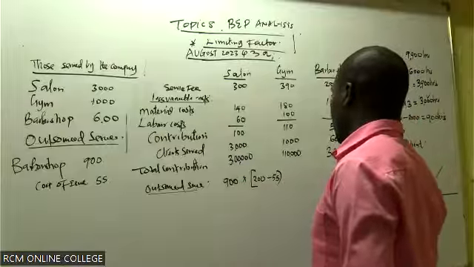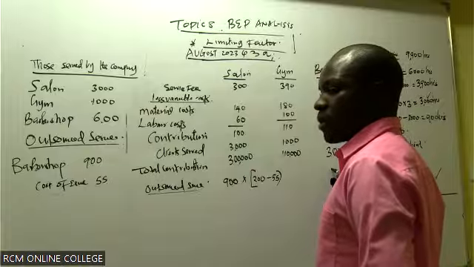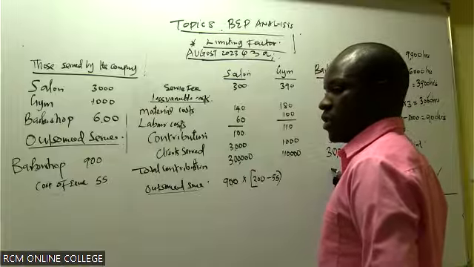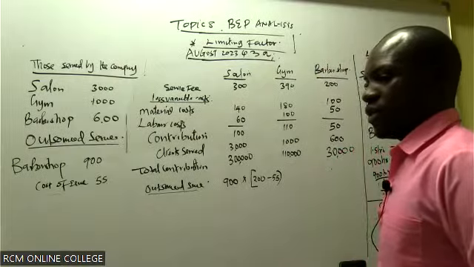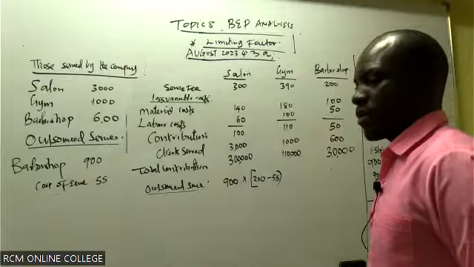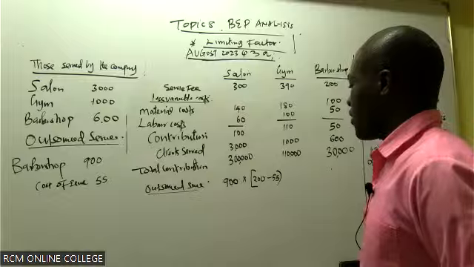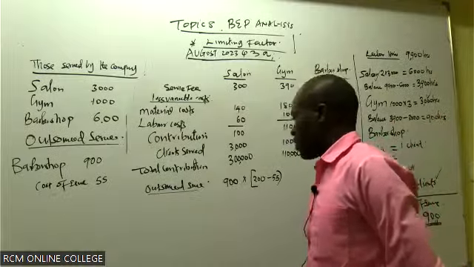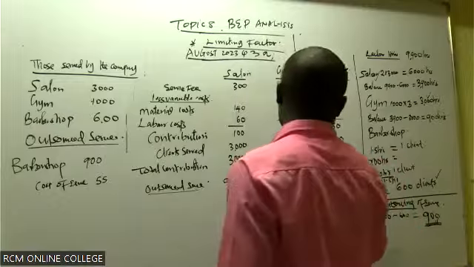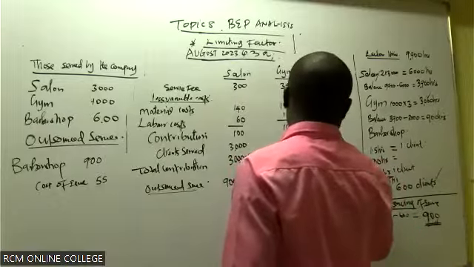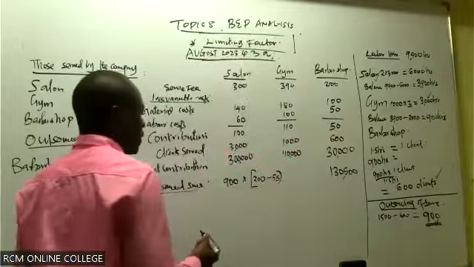Niambie contribution unapata ni ngapi? Contribution utapata hapa ni ngapi? Contribution itakuwa ngapi? 145 by 900. Tutakuwa na ngapi? 130,500. Is it 130,500? So remember, you're supposed to prepare the income statement.